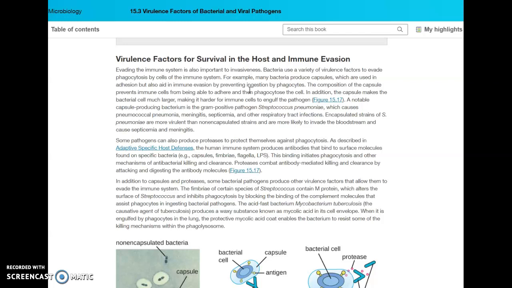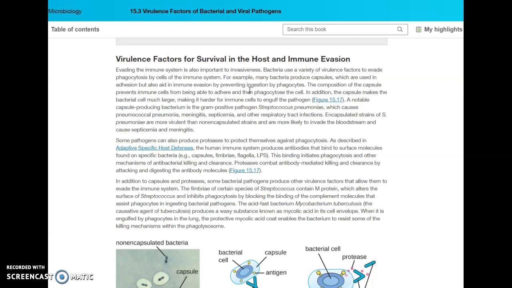One example of a capsule-producing bacterium is Streptococcus pneumoniae, which causes pneumonia and several other diseases. The strains of S. pneumoniae that have the capsule are much more virulent and likely to cause disease than those that do not have the capsule.